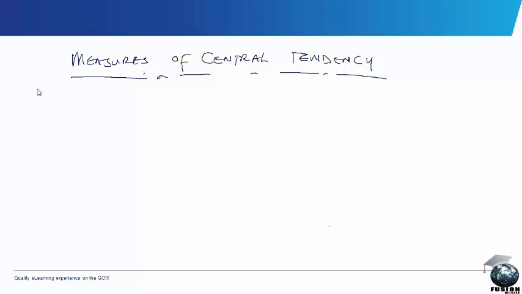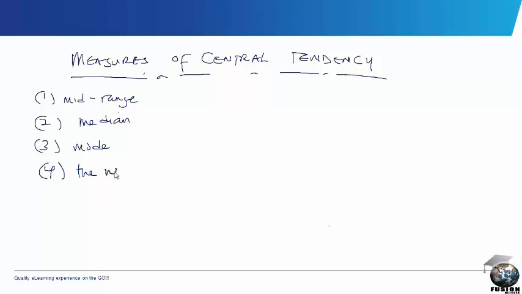The measures include, number one, the mid-range, the one you call the range. Number two, the median. Then the mode, and then we'll talk about the mean. We'll start with the mid-range.